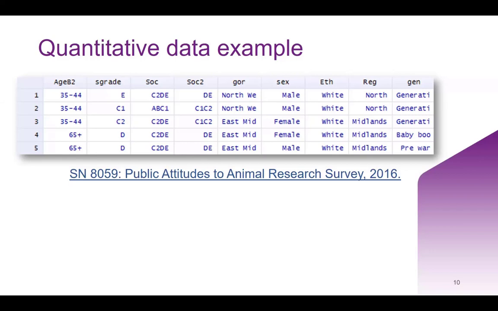You can also see the banded ages, and we can also see that the government office regions are the lowest geographic unit in this case. This is part of the reason why this data set isn't considered high risk and is more widely available, since the way it is structured minimizes the risk that participants may be identified by their responses.